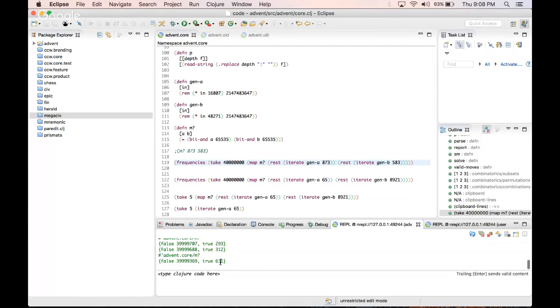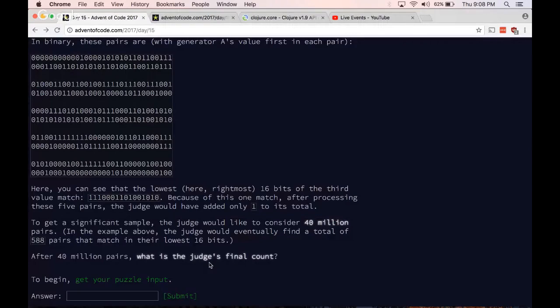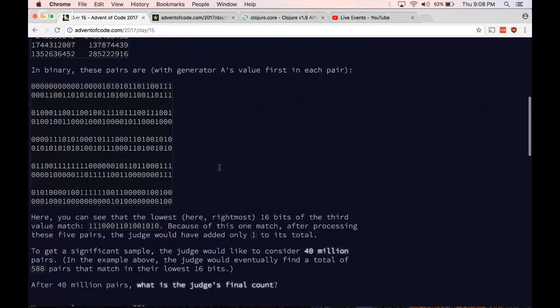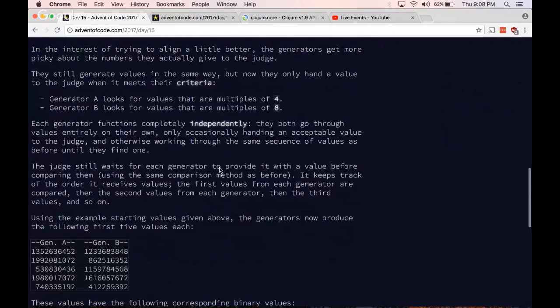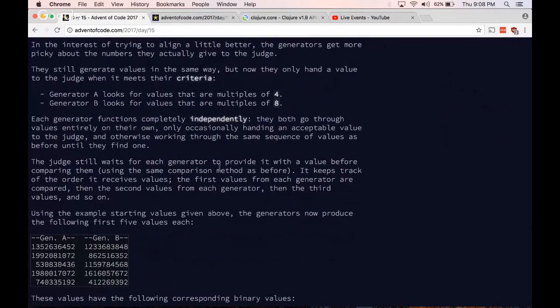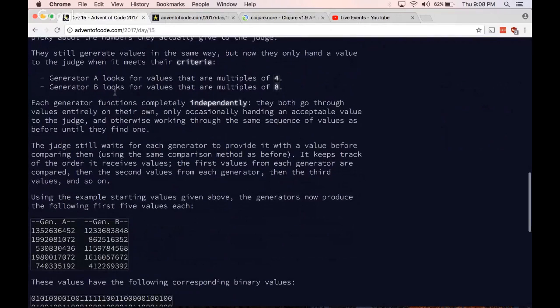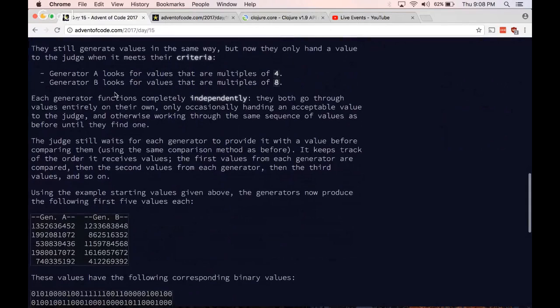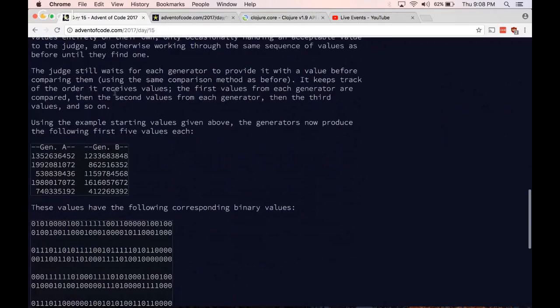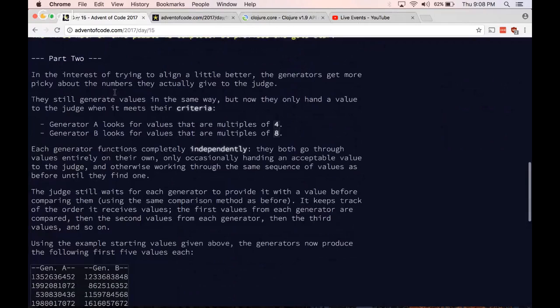Okay, new number here. The right answer, rank 222. All right, let's try it. Let's hope that part 2 is hard. Okay, the generators get more picky. Generator A looks for values that are multiples of 4. Generator B looks for values that are, okay. Each generator functions completely independently. Okay, only occasionally. Pretty cool.